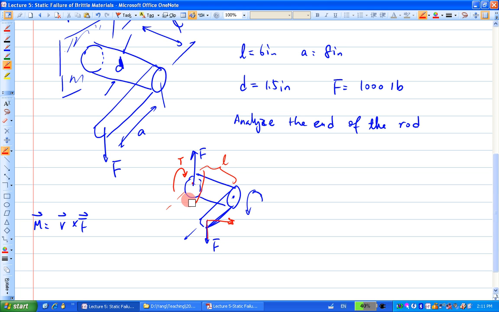So I'm going to erase this one here. Which means, from the wall, let's extend this axis here, you have a reaction moment to counteract this moment generated by r cross F. That direction will be this way, right? Will be this way.